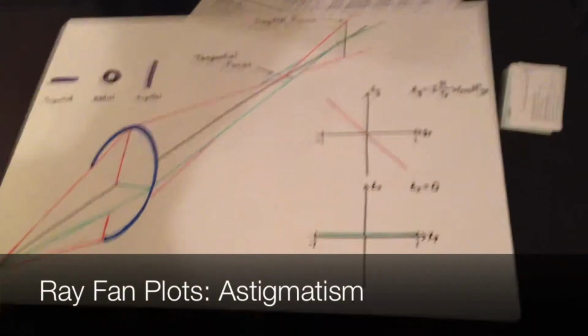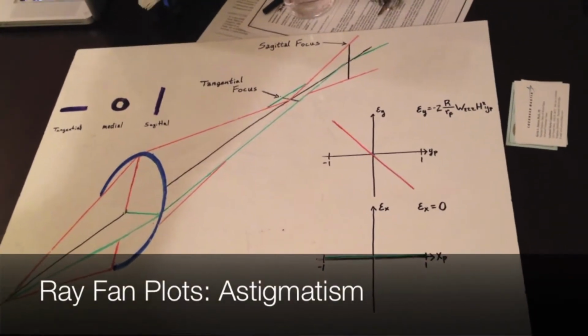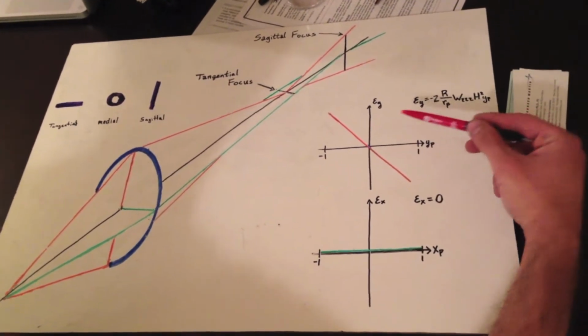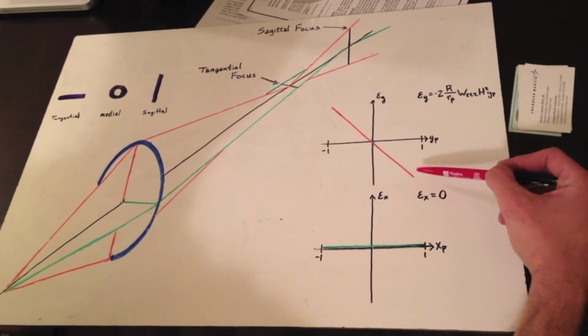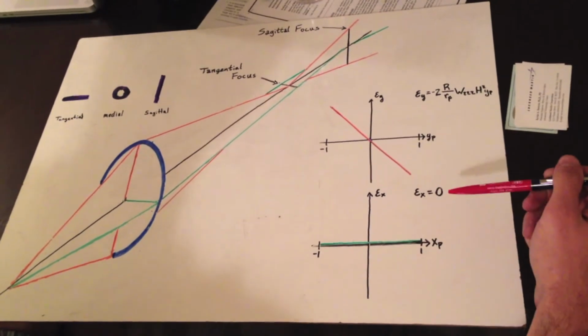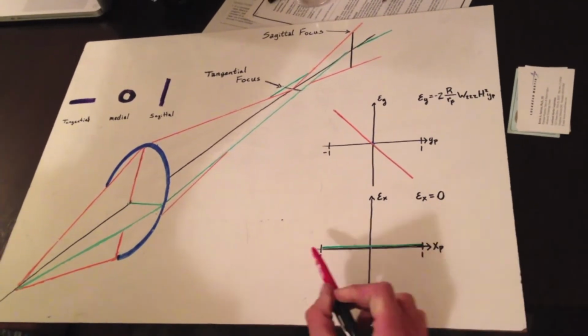We've chosen our coordinate system. We're only off axis when we look at the system from the YZ plane, but not from the XZ plane. That means that our tangential ray fan plot becomes linear with respect to pupil position, but quadratic with respect to field height if pupil position stays constant. Then if we look at our sagittal ray fan plot, it's just equal to 0.